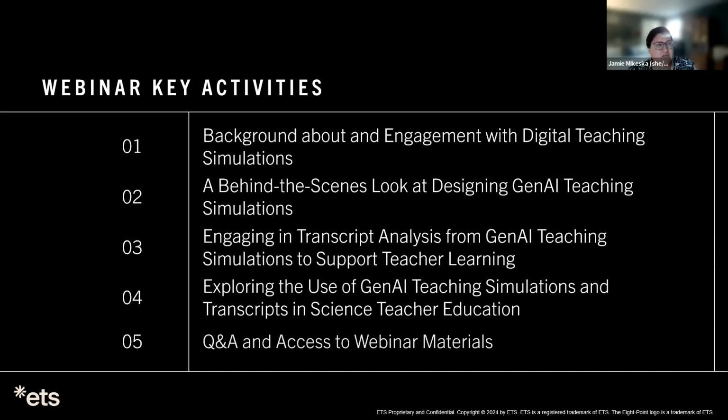The second activity is we'll give you a behind the scenes look at actually how we design the GenAI teaching simulation that you'll get a chance to engage in today, and give you a chance to ask questions and reflect on that process to see how we actually built the actual tool and have been using it to support science teacher learning.